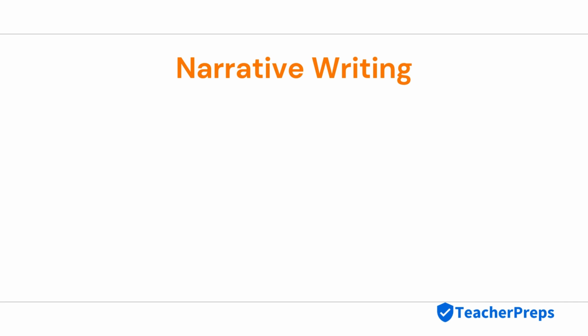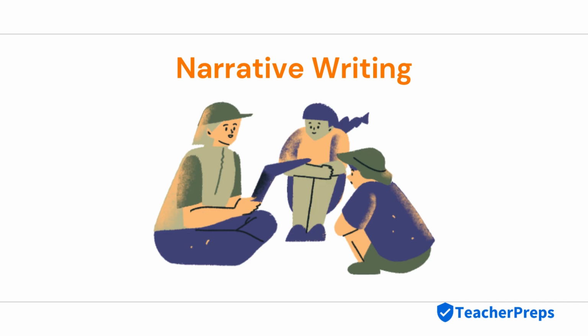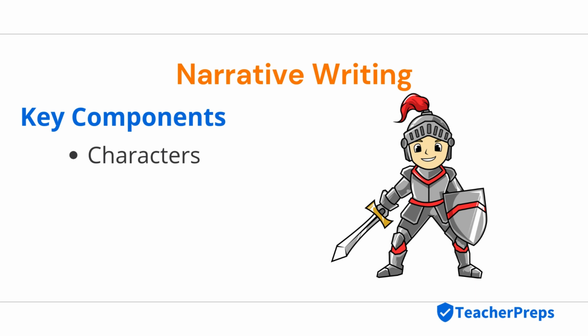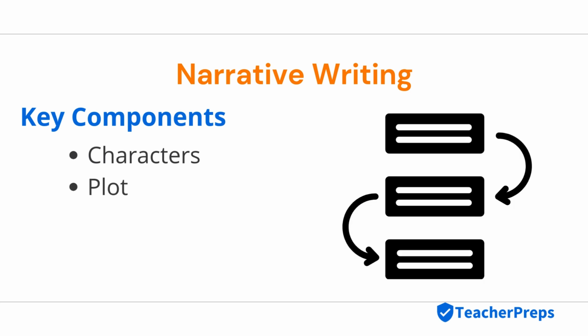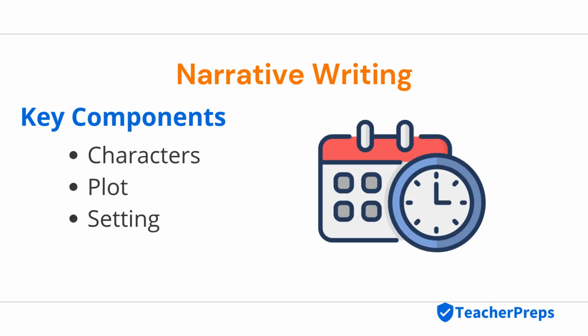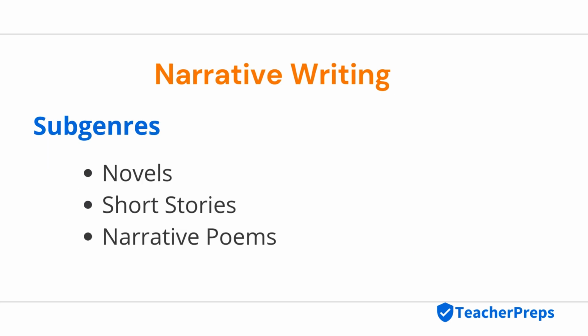Moving on to the third type, which is narrative writing. This is used to tell a story or to narrate events, often with the intent of entertaining the reader. Key components of narrative writing include the characters that carry out the story. We also have the plot, which is the sequence of events that makes up the story. Lastly, we have setting, and this is the time and place where the story occurs. The subgenres of narrative writing could include examples like novels, short stories, and narrative poems too.